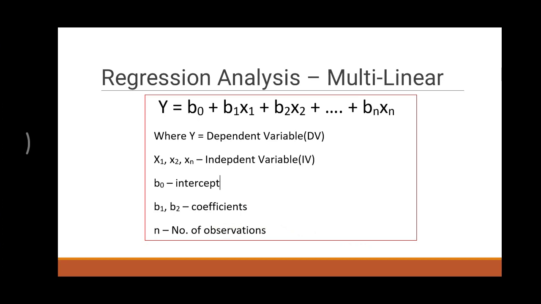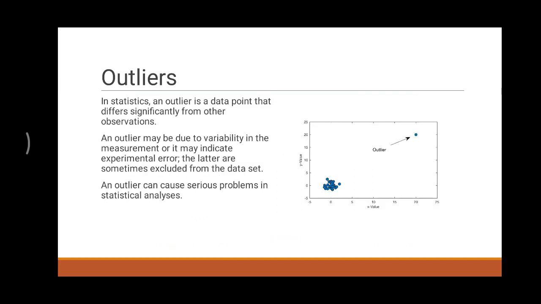Here the rest of the variables are the same, the only difference is that there are many independent variables. So x1, x2 and xn are the independent variables, and B1, B2 and Bn are the respective slope coefficients. After this, we will talk about what outliers are.